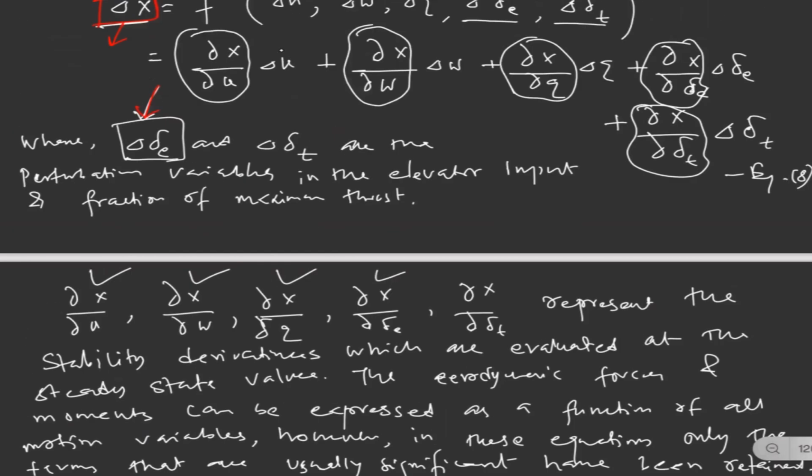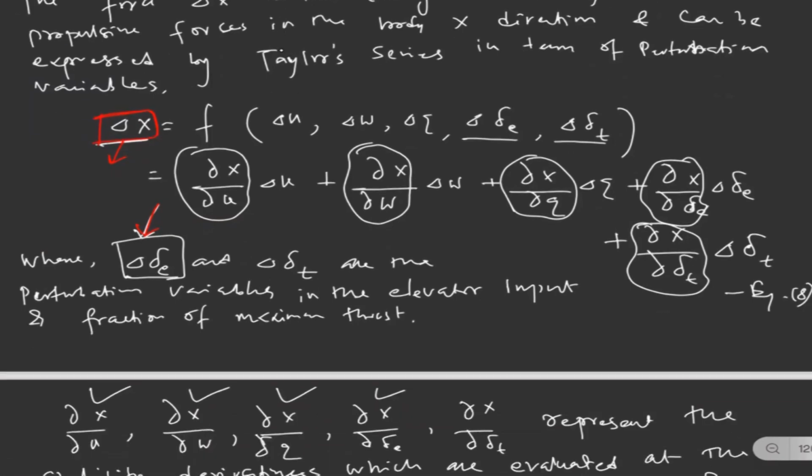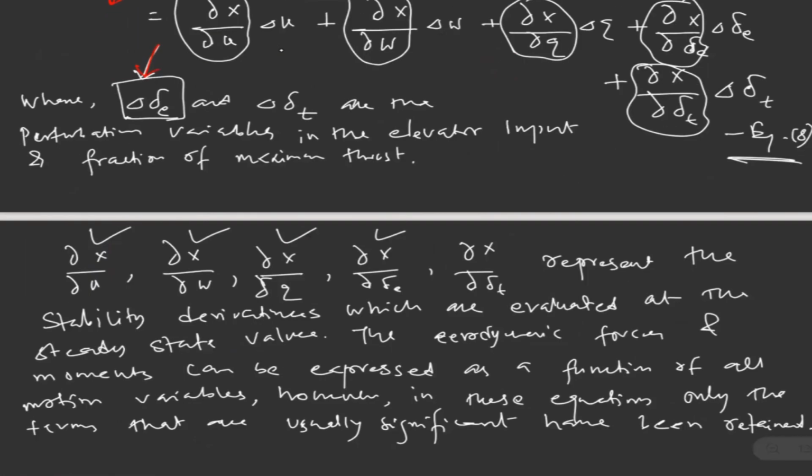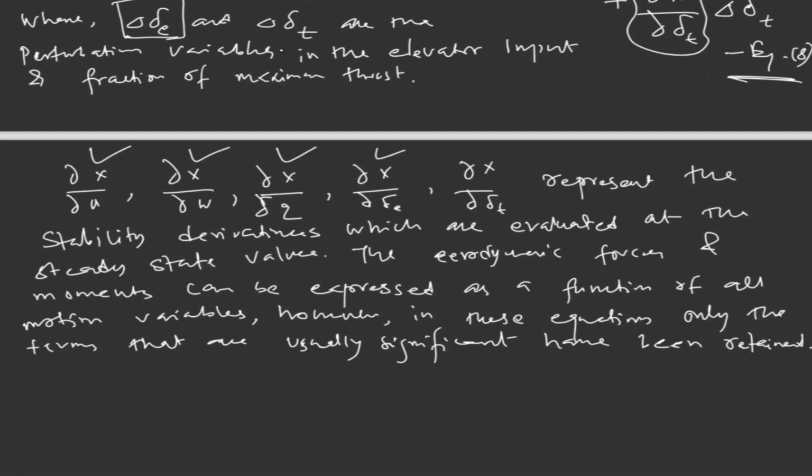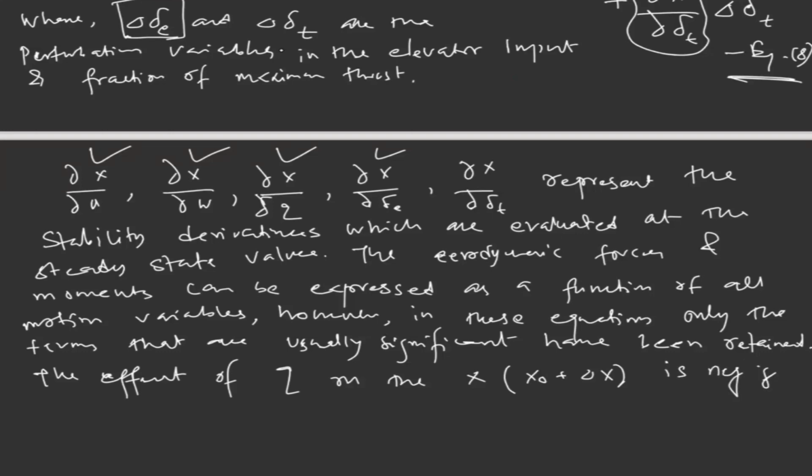Also we can have another assumption in equation 8. The effect of pitch rate Q on the force X, which is basically X naught plus delta X, is negligible, because they are in the same direction. I mean, we are assuming the rate along the y-axis to be zero, and that's why the effect on the force along the x direction will be negligible.